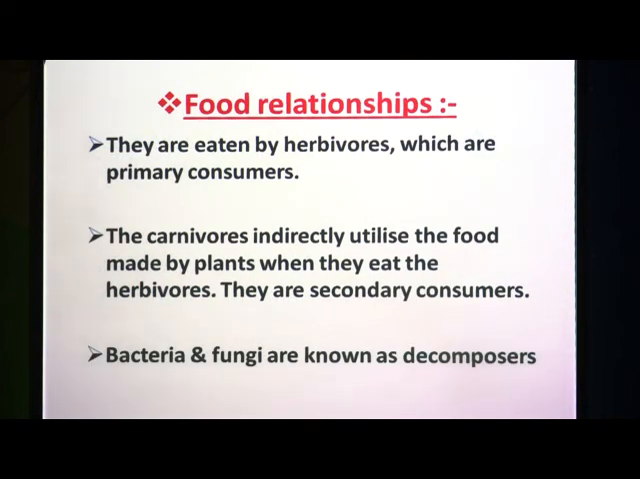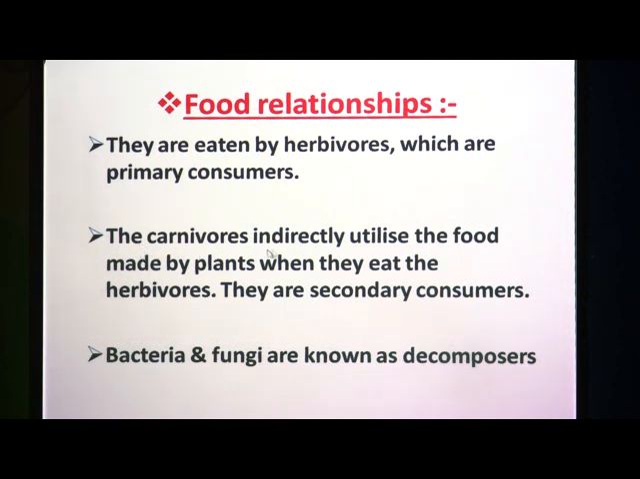Then afterwards they are eaten by herbivorous animals like cow, deer, goat, buffaloes, sheep, etc. Those animals are called primary consumers. Primary consumers means when plants produce food, first of all herbivorous animals eat that food. So they are called primary consumers.